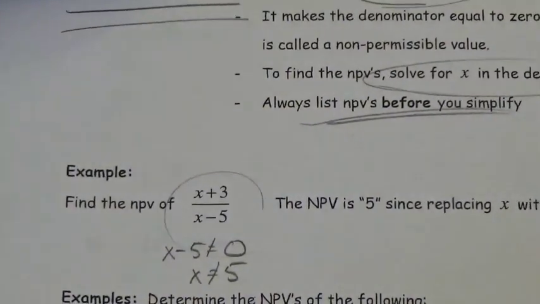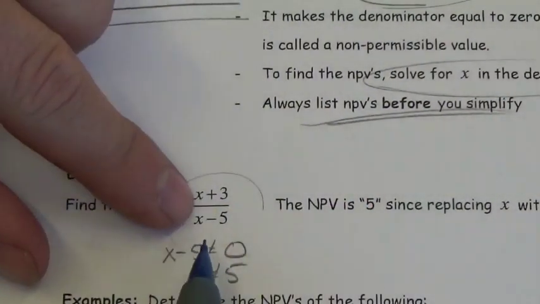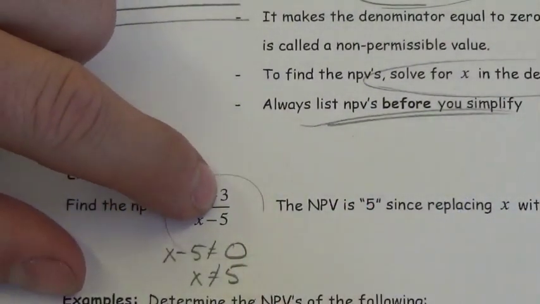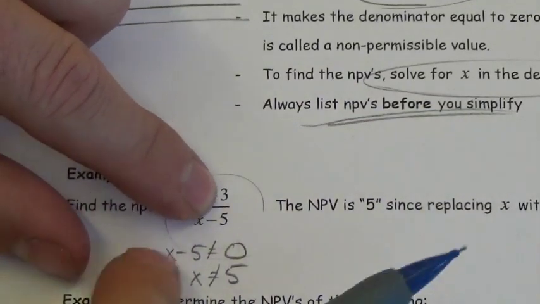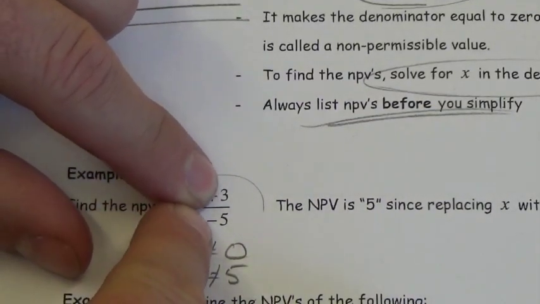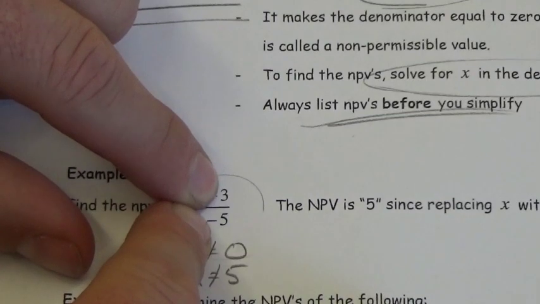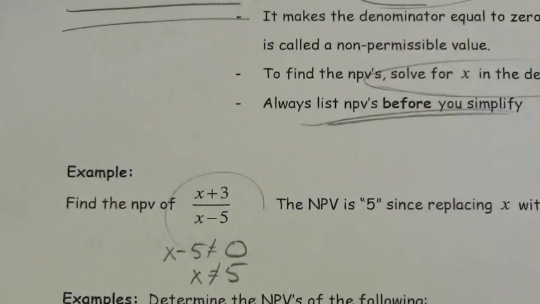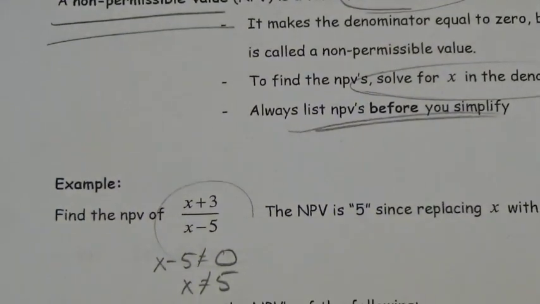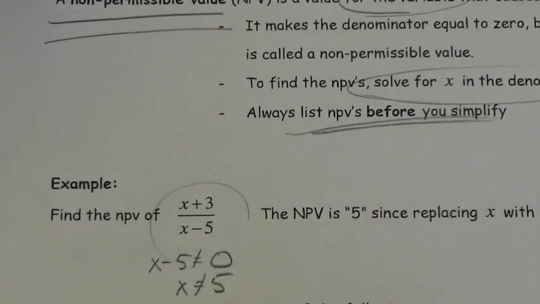Now watch what happens. If you let x go to 0, 0 plus 3 is 3, 0 minus 5 is negative 5. If you let x go to 0, you essentially get negative 3/5. Well, there's nothing wrong with that. Negative 3/5 is fine as an answer. That's okay. So x could be 0. 0 is not necessarily a non-permissible value.